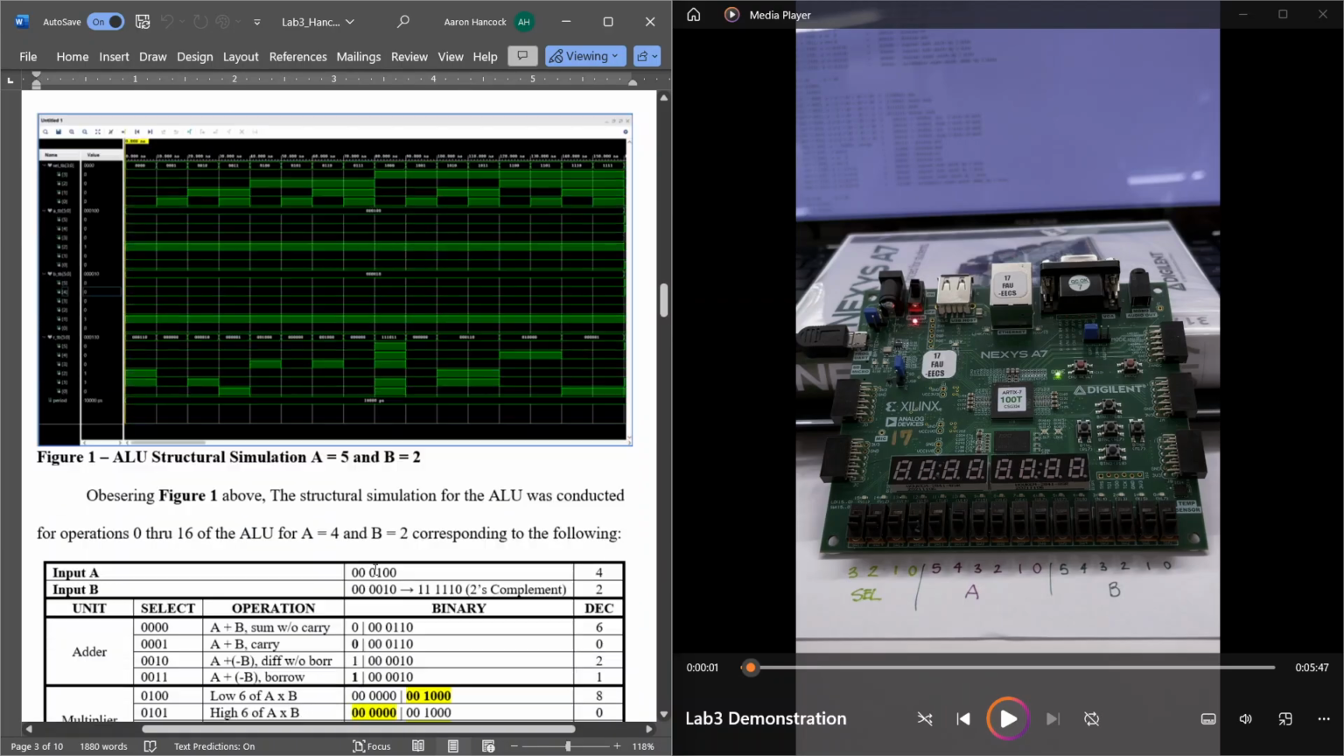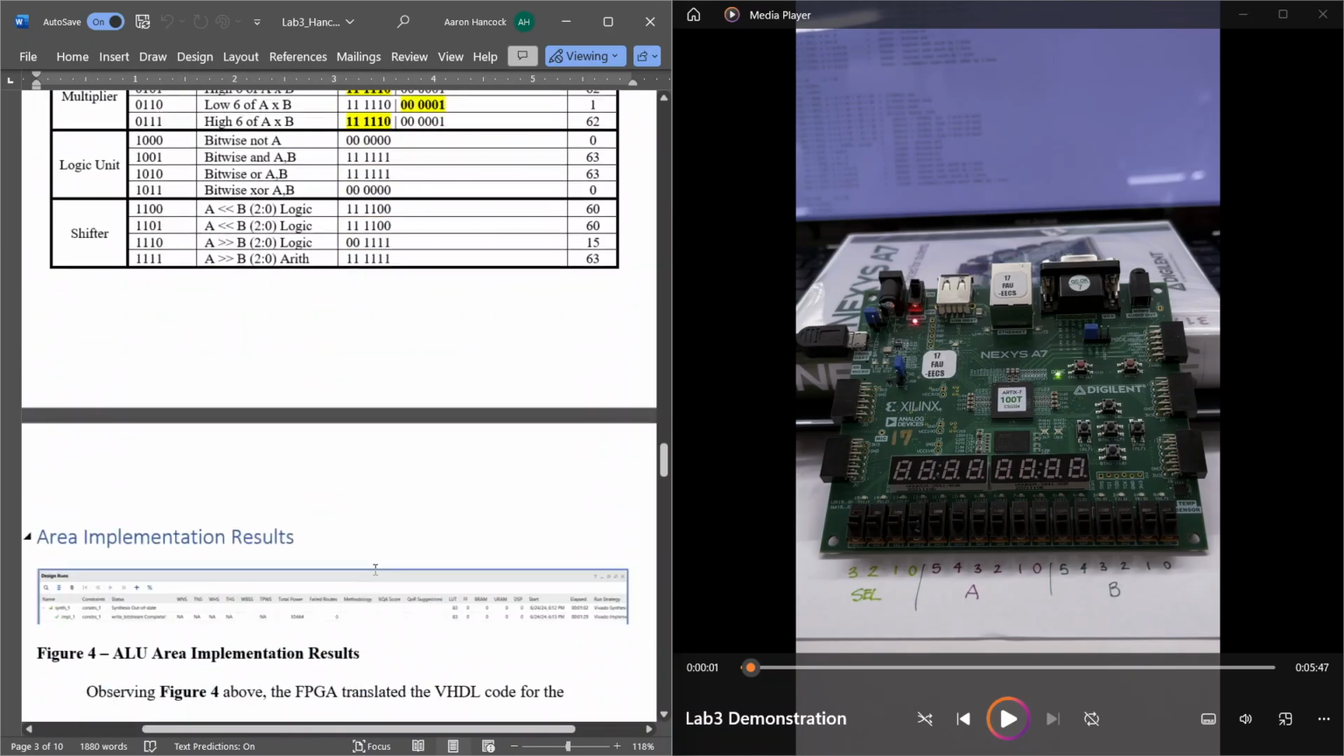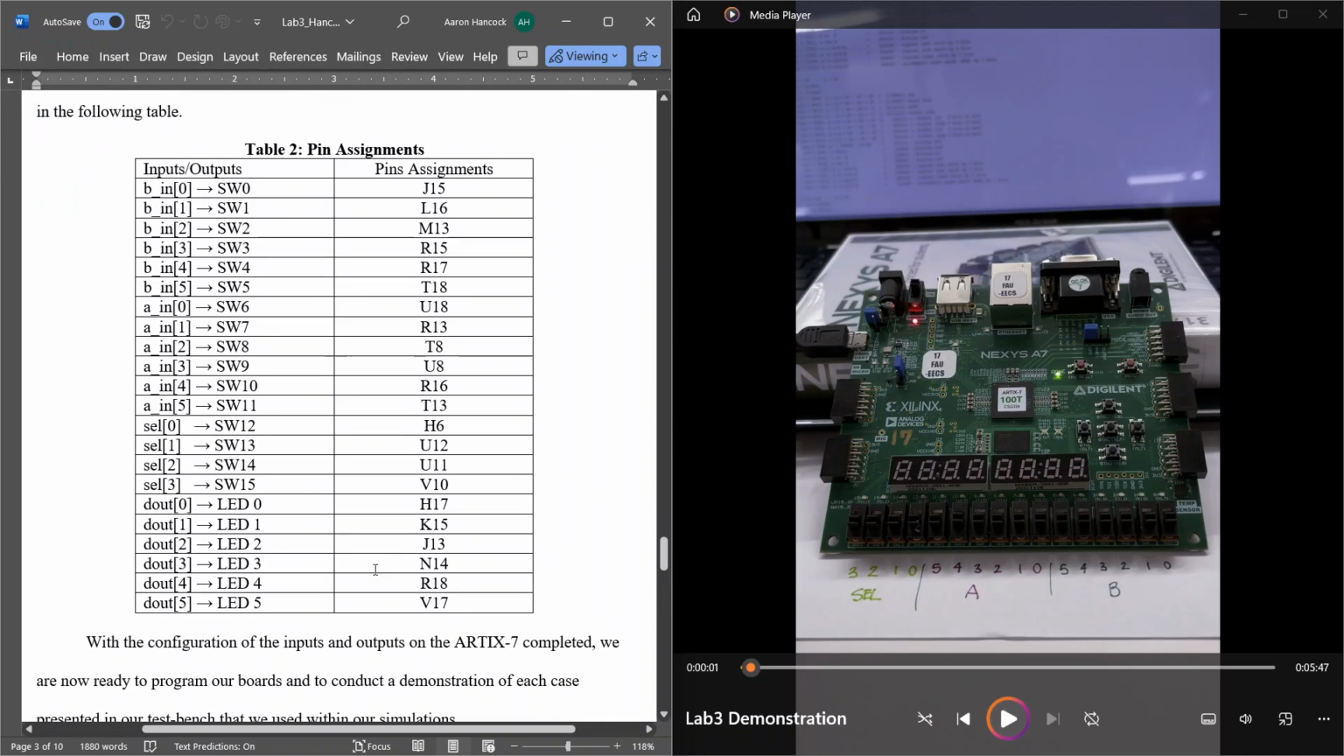So now that we understand how all of the selects are going to control the operation of the ALU, let's take a look at how we're going to map the pins for the inputs and outputs. Switches 0 through 5 are mapped to the 6 bits of input B. Switches 6 through 11 are mapped to the 6 bits of input A. Switches 12 through 15 are mapped to the select inputs. And for the output, we have LEDs 0 through 5 for the 6 bits of the output.